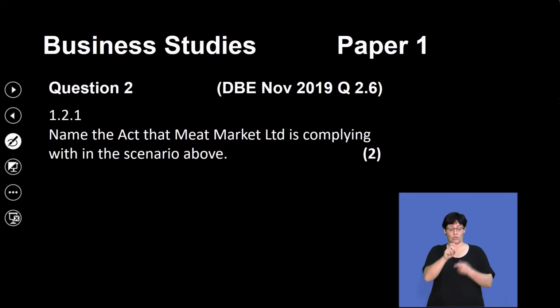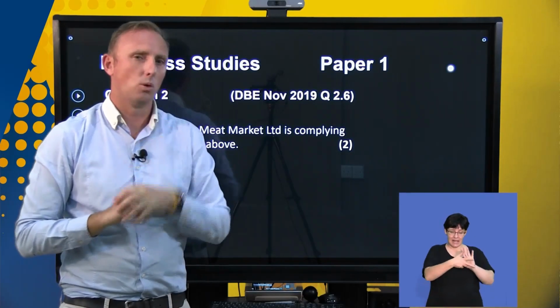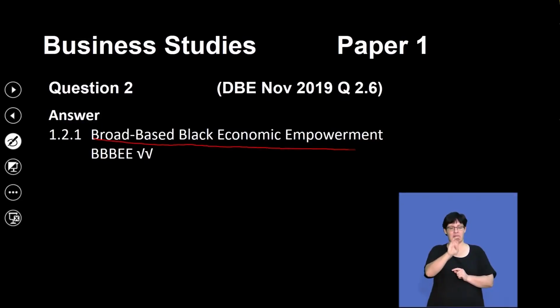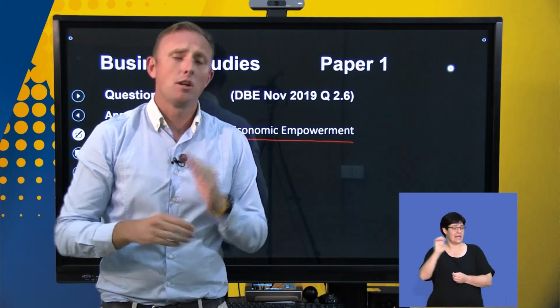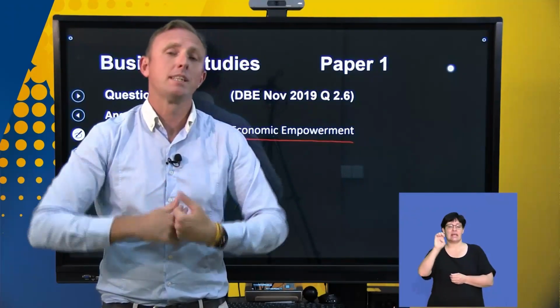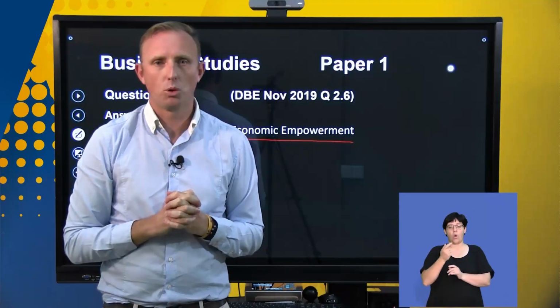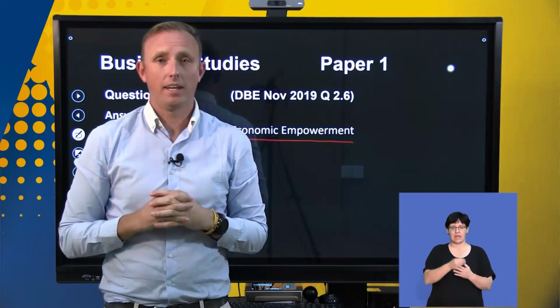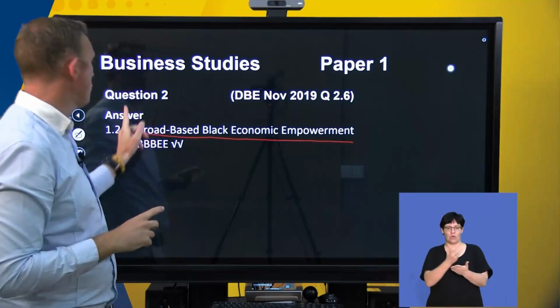So the first question is, name the act that Meat Market Limited is complying with in the scenario above. Right, so the minute you see the word act, you know that it's a law. Let's look at what act is there, and it's broad-based black economic empowerment. Do not confuse it with BEE. Broad-based black economic empowerment is a law that the government brought out, in which it regulates how businesses can take part in broad-based black economic empowerment. So that's the first part of that question.